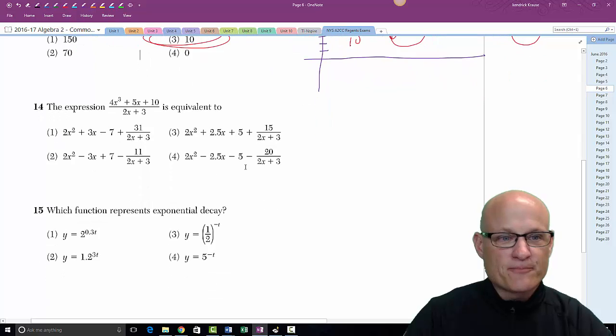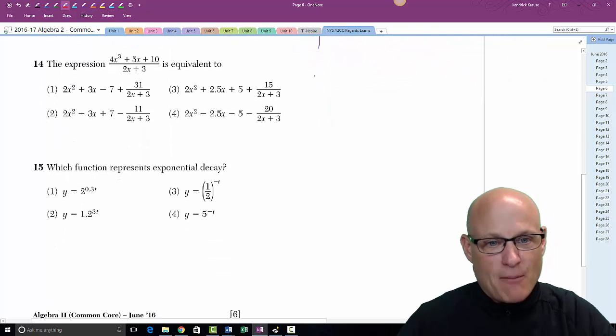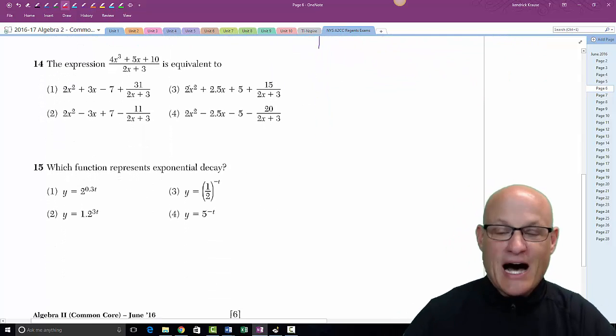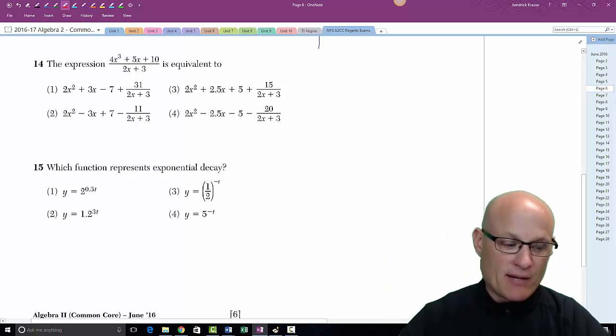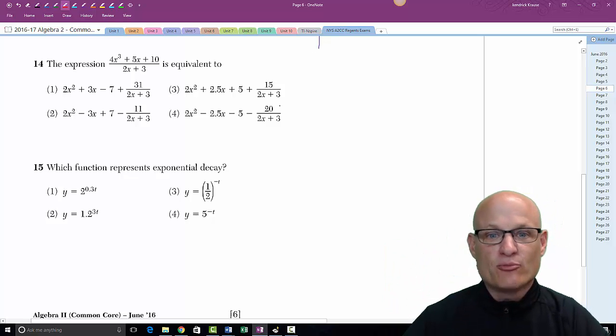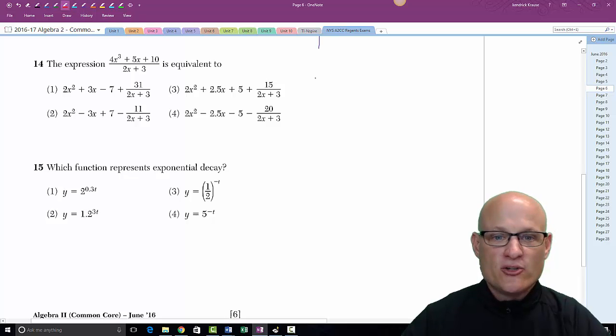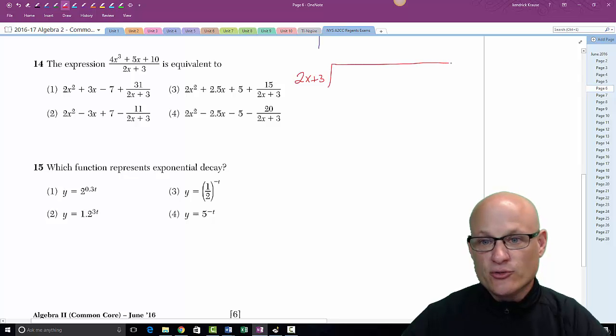All right, so the next question. The expression blah, blah, blah is equivalent to. I'm going to do this problem 2 different ways. I'm going to use the calculator and I'm going to use my brain. We're going to use our brain first. So the first thing we're going to do is divide 2x plus 3 into 4x cubed plus 5x plus 10.